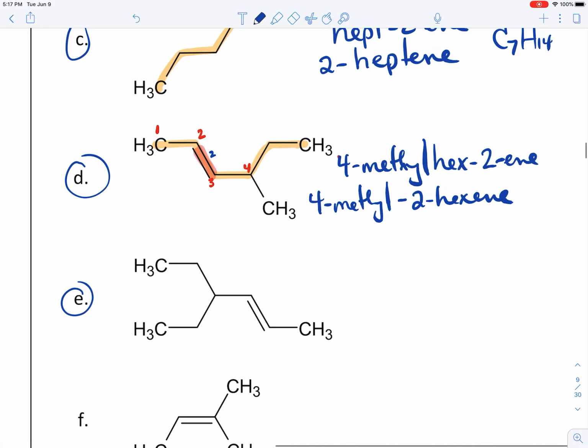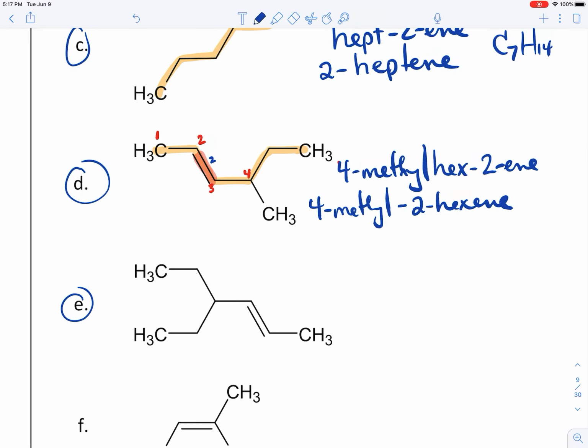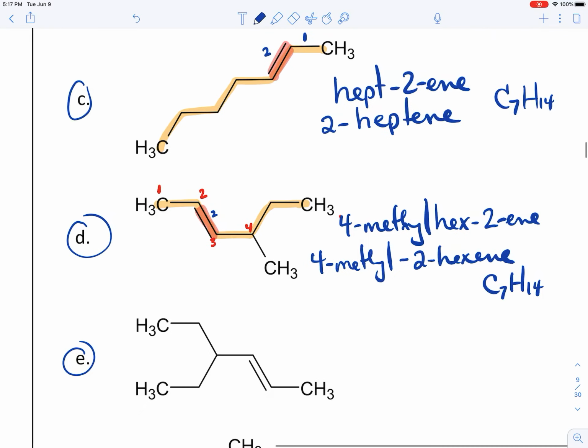The chemical formula, it's got 6 carbons in the hexene plus the 1 carbon in the branch, so it has 7 carbons, and just like up above, it'll be C7H14. Which means these two molecules, the hept-2-ene and the 4-methylhex-2-ene, those are structural isomers. They are molecules with the same formula, but they have different structures. They're built differently. So those are structural isomers.